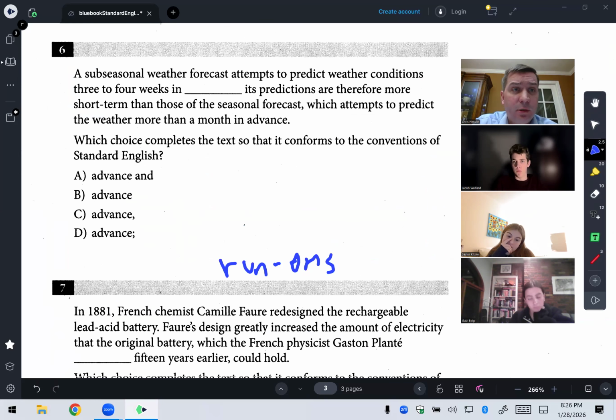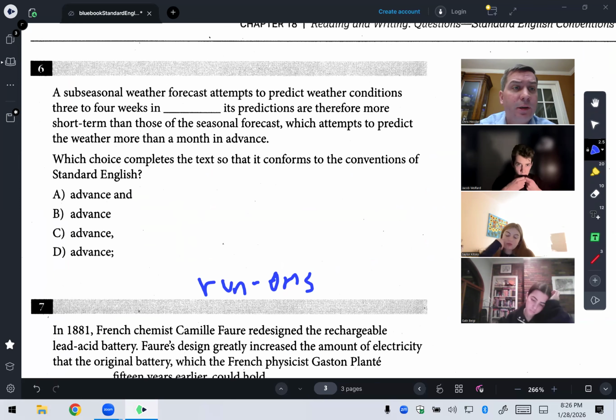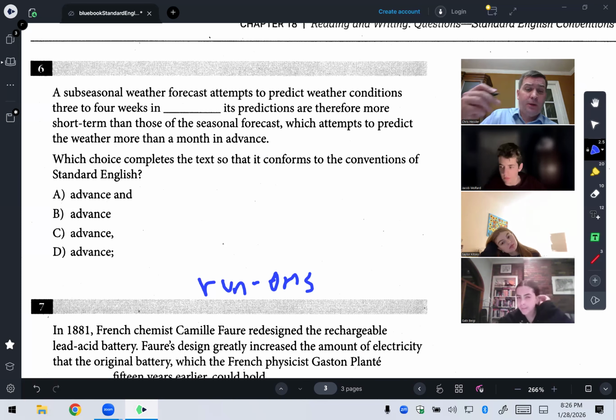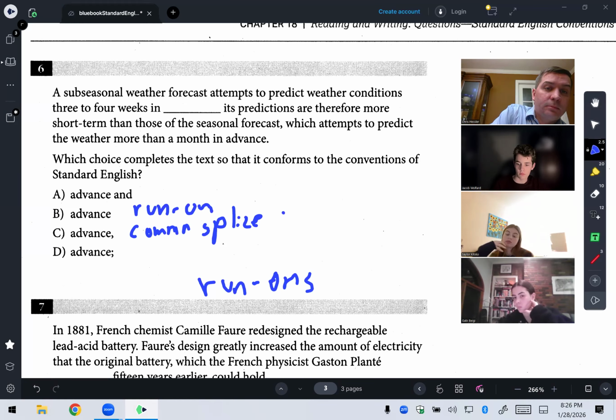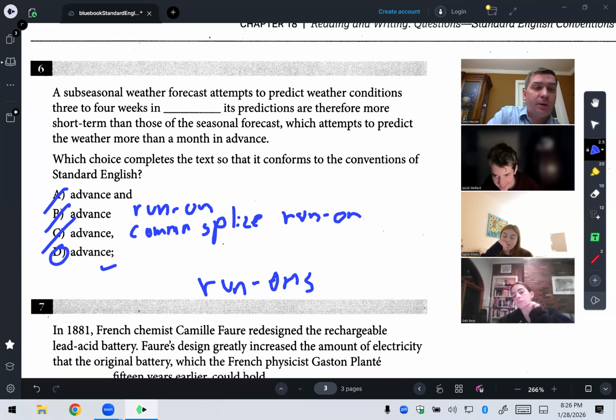A subseasonal weather forecast attempts to predict weather conditions 3 to 4 weeks in advance. Its predictions are therefore more short-term than those of the seasonal forecast, which attempts to predict the weather more than a month in advance. So they always give us the run-on, the comma splice run-on. And the correct answer would use a semicolon to join two independent clauses.